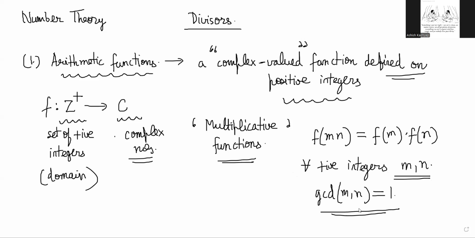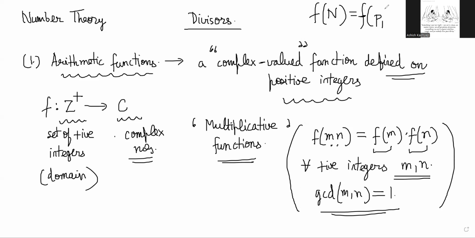So basically, anytime you have mn as an input to a multiplicative function where m and n are co-prime, relatively prime to each other, the output will be f of m times f of n, right? So this is a normal property that happens quite a lot in number theory. Because if it is a multiplicative function, then you can represent f of any number n as f of prime 1 to the power alpha 1 into f of prime 2 to the power alpha 2, because n has a prime factorization of p1 alpha 1, p2 alpha 2, and so on.